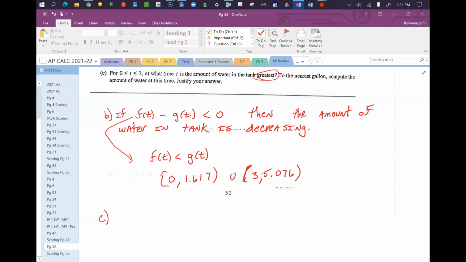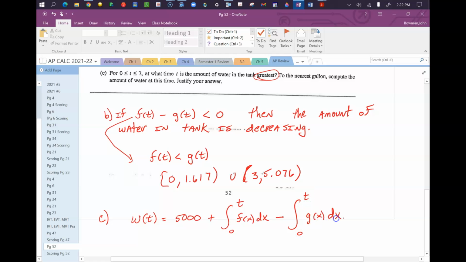We're looking for a maximum, so we want to see where the derivative, we'll talk about the derivative of what, changes from positive to negative. So we're going to define W of t as the amount of water in the tank. There's initially 5,000 gallons of water in the tank, plus the integral from 0 to t of f of x dx. I'm using x just for a dummy variable. That's the amount of water that's added to the tank minus the amount of water that's taken out, integral from 0 to t of g of x dx.